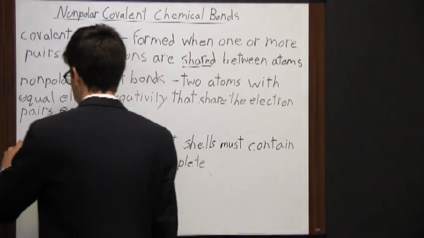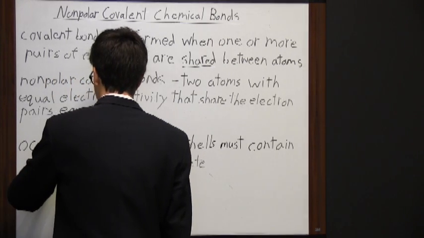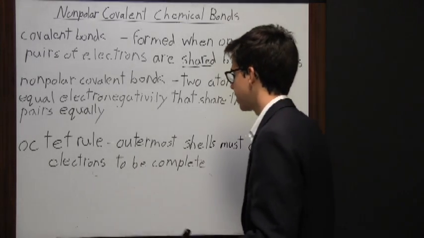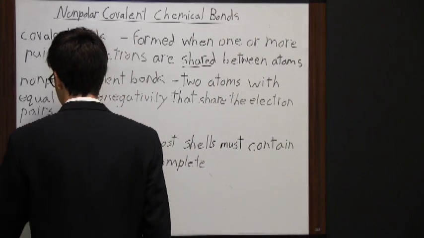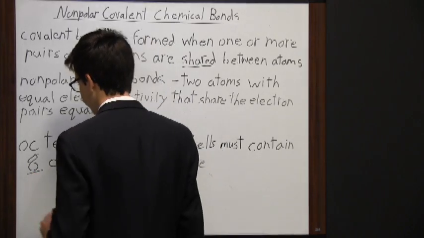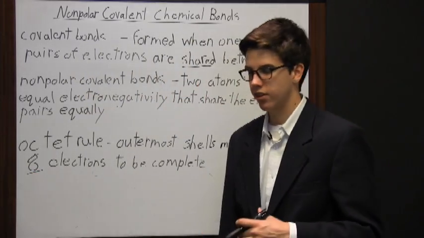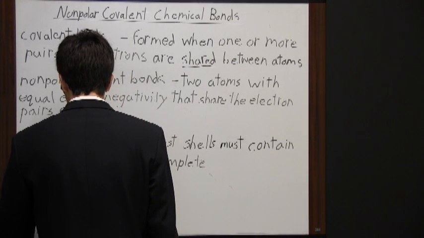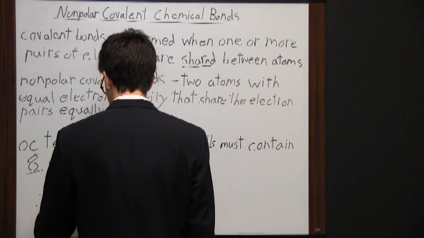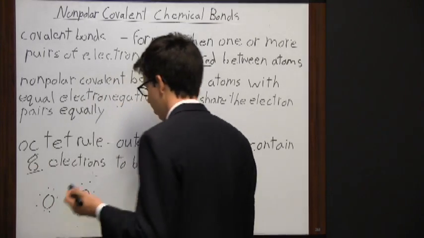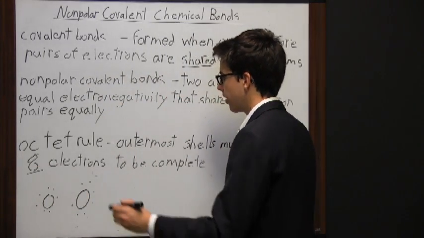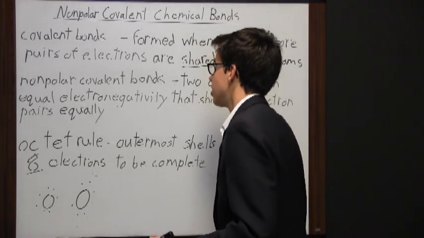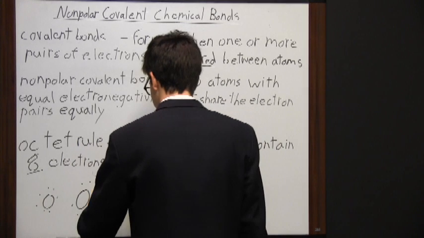Now there's one more definition I need to give you, and that's the definition of the octet rule, which is outermost shells must contain 8 electrons to be complete. So the key word there is 8. Say, for example, we have oxygen, and oxygen has 7 electrons. So we have 2 oxygens here, and these dots represent an electron, so they each have 7. But according to the octet rule, the outermost shells must contain 8 electrons to be complete. So what they can do here is become covalent bonds.